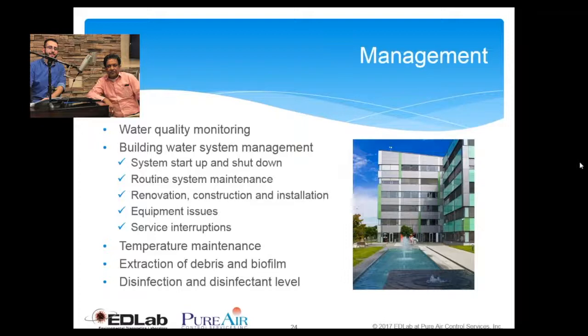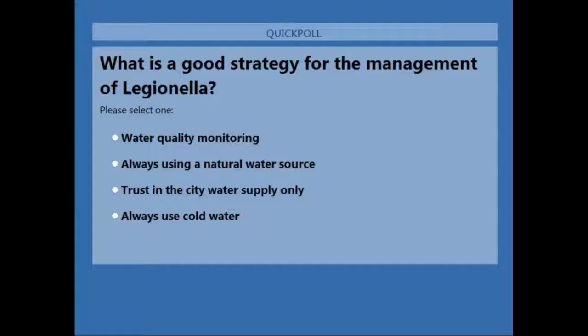Right before we go ahead and end this webinar and tie it up, we'll have the last question, and it is: what is a good strategy for the management of Legionella? Is it water quality monitoring, always using a natural water source, trusting in the city water supply only, or always using cold water? Go ahead and give everyone about 10 more seconds so we can go ahead and close it up.